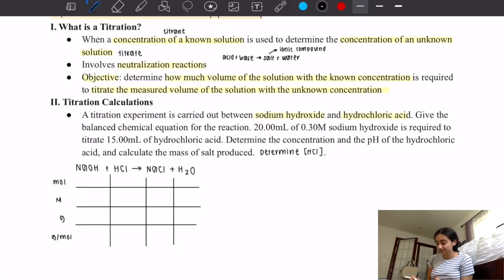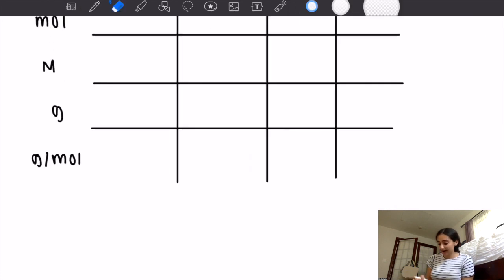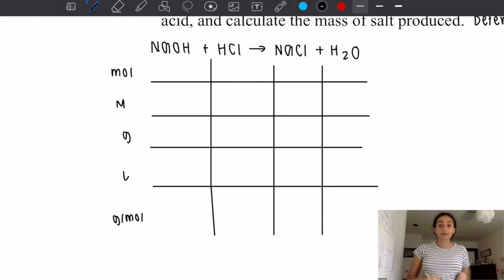Okay, so let's get started. We have 20 milliliters of 0.30 molarity sodium hydroxide is required to titrate 15 milliliters of hydrochloric acid. I'm also going to add a row in my table called volume. I relocated because I was sitting on the floor and it was getting kind of uncomfortable.